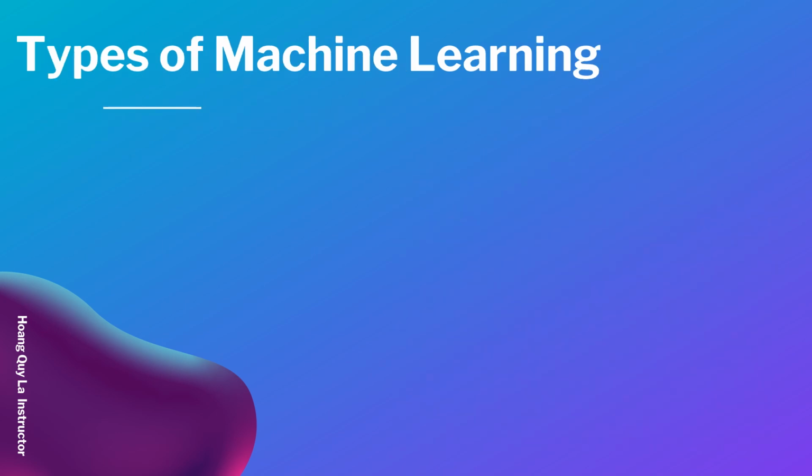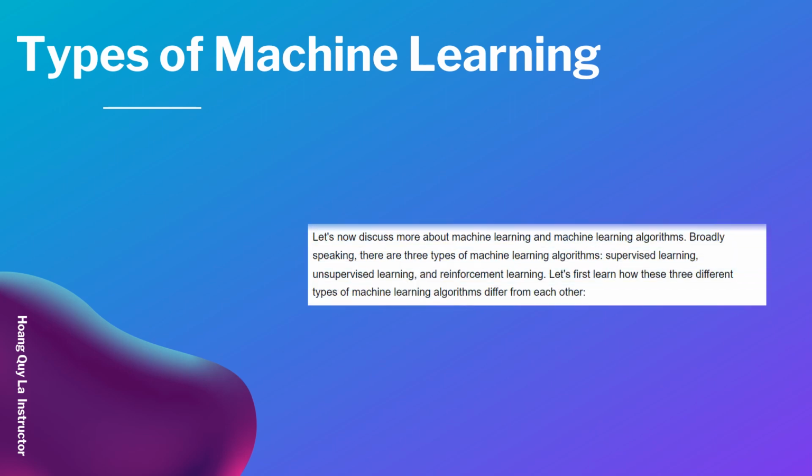So it's time to talk about the types of machine learning. Let's now discuss more about machine learning and machine learning algorithms. Broadly speaking, there are three types of machine learning algorithms. The first one is supervised learning, the second one is unsupervised learning, and the last one is reinforcement learning. Let's first learn how these different types of machine learning algorithms differ from each other.